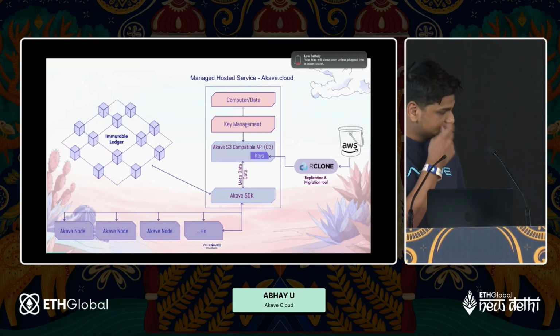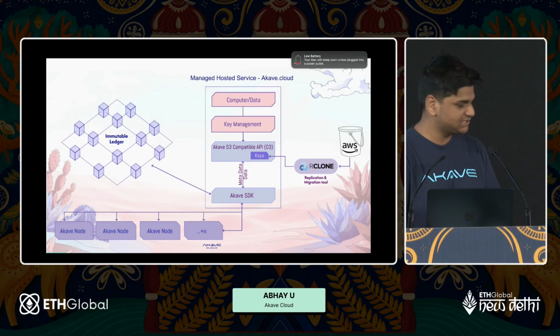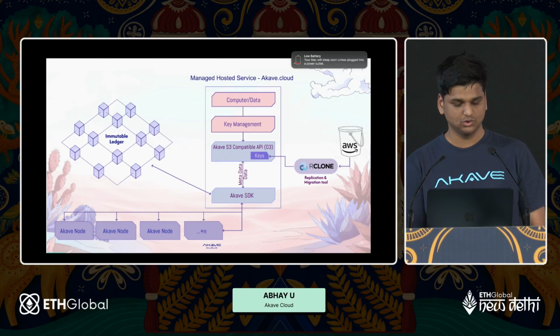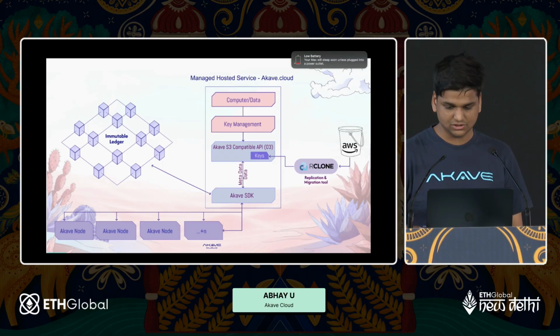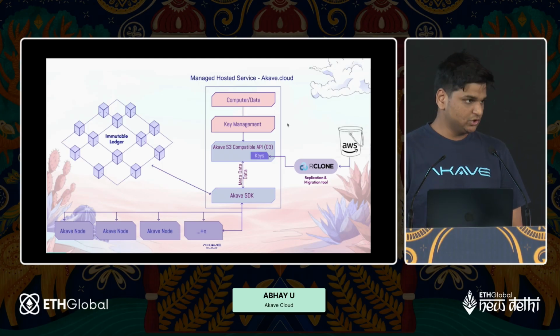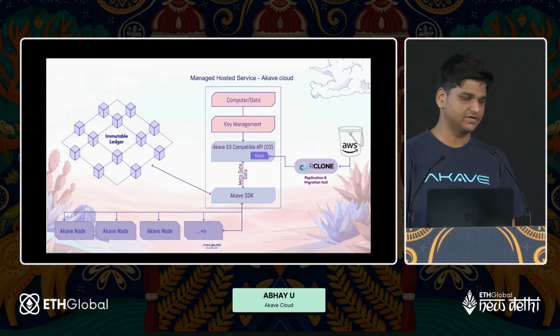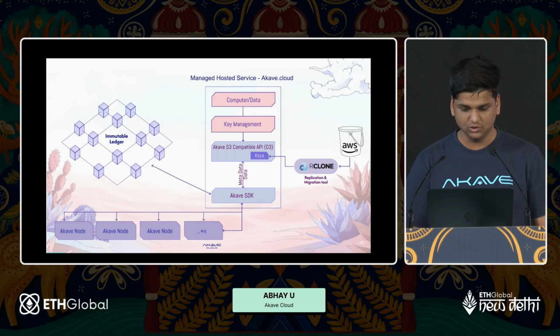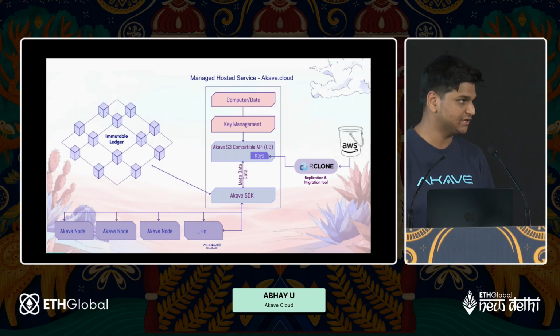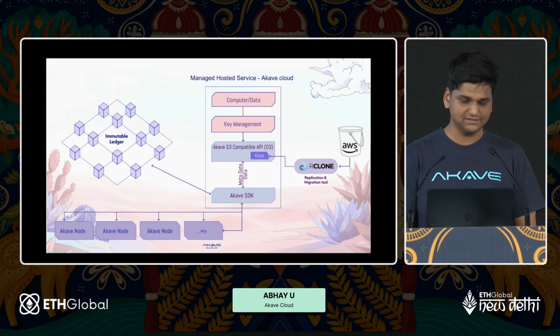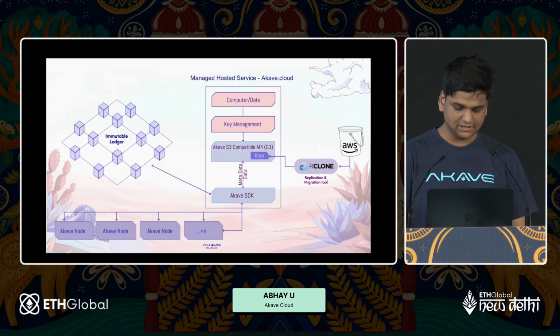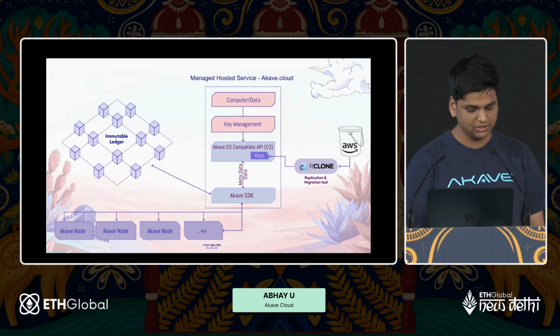Let's move ahead. This is one example of how you would use an S3 compatible API. Let's say you want to migrate from AWS to decentralized storage, that is Akave. How would you do that? There's a tool called rclone, a replication and migration tool. We've already tested it, and we have videos on our YouTube channel. You can go take a look. As Akave is S3 compatible, and AWS obviously, you can configure both of them in rclone and migrate your data from AWS to Akave S3.